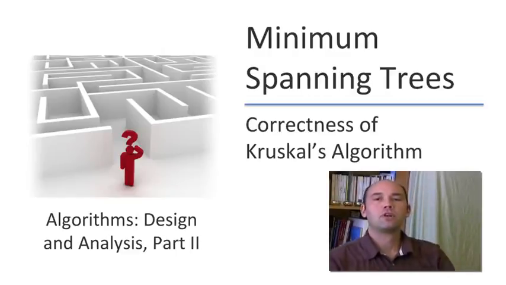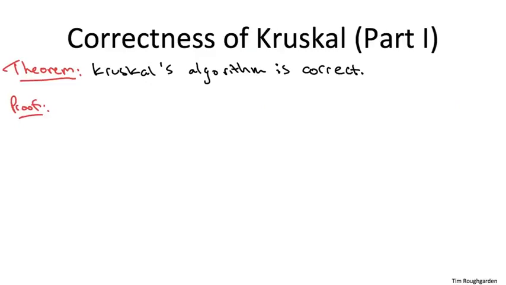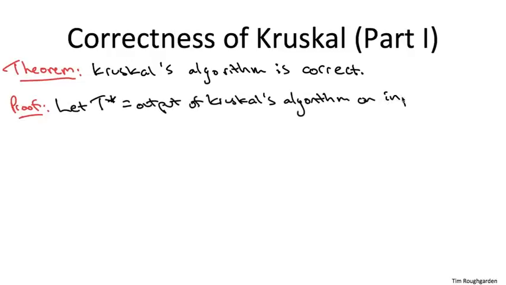So in this algorithm, we'll prove the correctness of Kruskal's minimum cost spanning tree algorithm. To prove this correctness theorem, let's fix an arbitrary connected input graph G, and let's let T star denote the output of Kruskal's algorithm when we invoke it on this input graph.